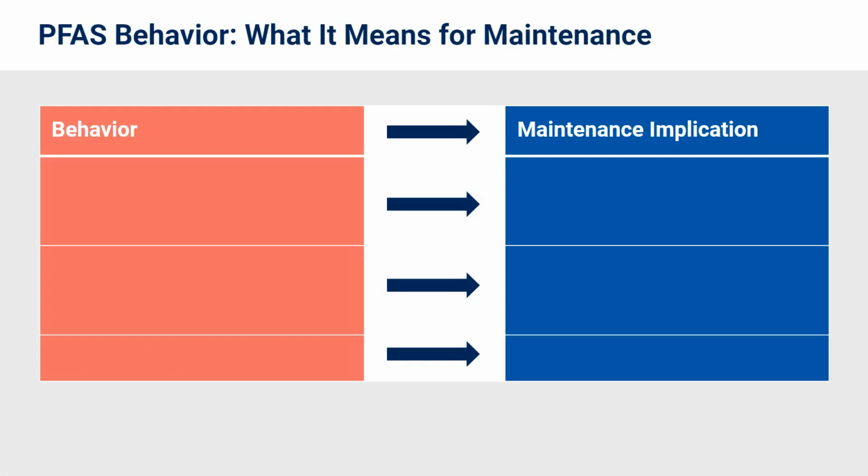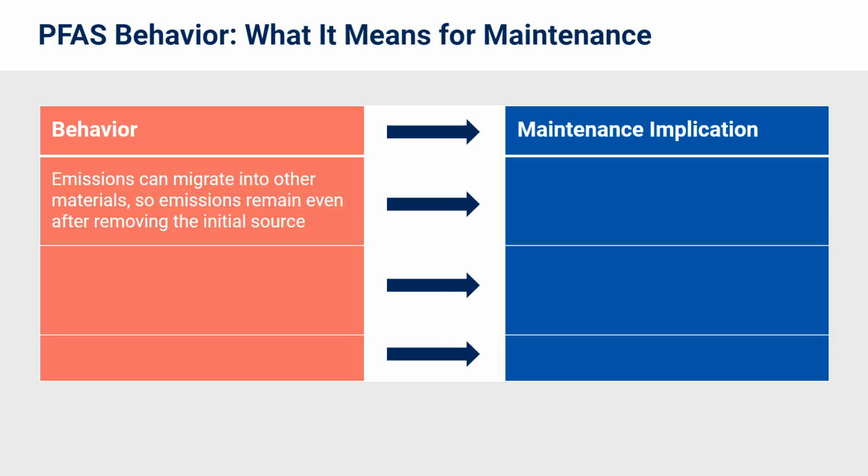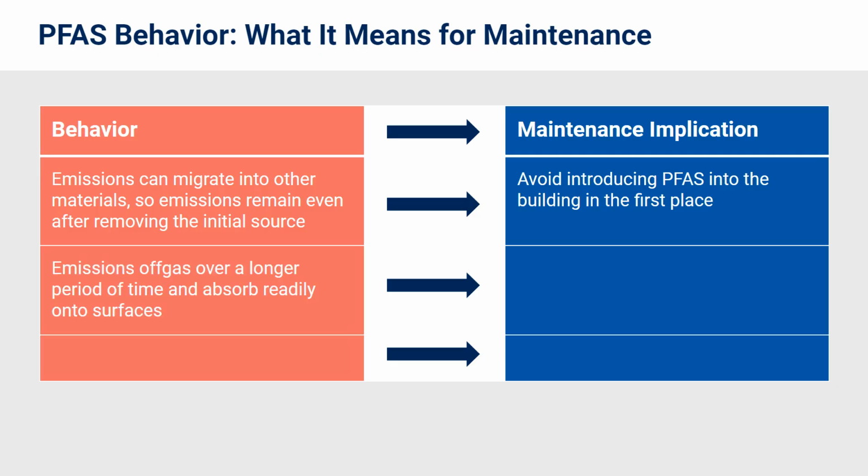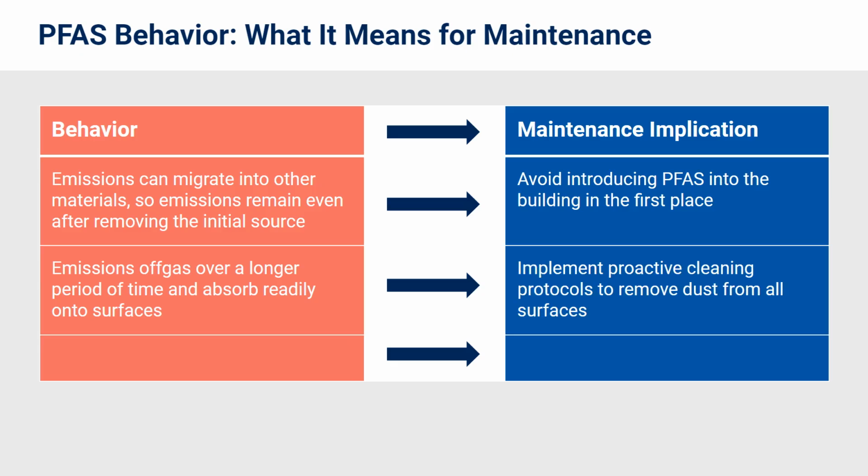To sum up how PFAS behavior impacts maintenance. Since we know that emissions can migrate into other materials, avoiding the introduction of PFAS in the first place is essential. Since we know that the off-gassing happens over a longer period of time and absorbs into other surfaces, cleaning protocols around dust removal are essential. Since we still don't fully understand the health effects of PFAS, it's best to take a precautionary approach to reducing exposure.